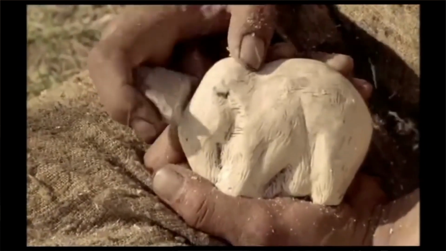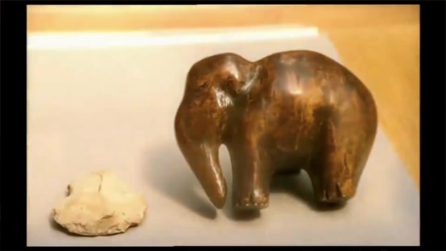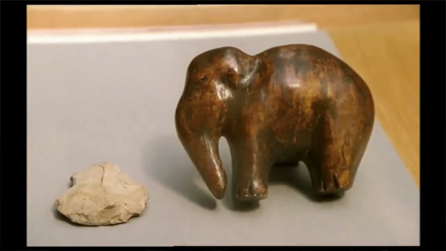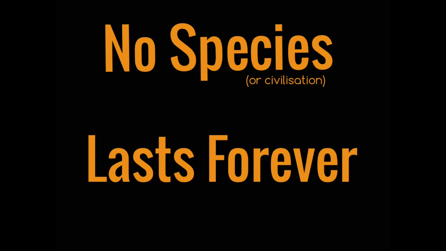And at the end of the final episode of the Walking with Beasts series, after the Ice Age is over, the narrator says, "If all this has taught us anything, it's this. No species lasts forever." So maybe that's the lesson of the Bronze Age collapse.